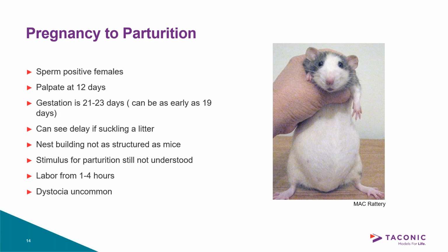Gestation is anywhere from 21 to 23 days. In some cases, it can be a bit earlier at 19 days. It can be a bit strain dependent, and then also depends on when the embryo will implant. They don't implant into the uterine lining for a few days, and that could be extended just depending on other stressors in the rat. We can see a delay, as I said, if she's also nursing another litter, then she'll delay implantation, and so you'll see a longer interbirth interval.